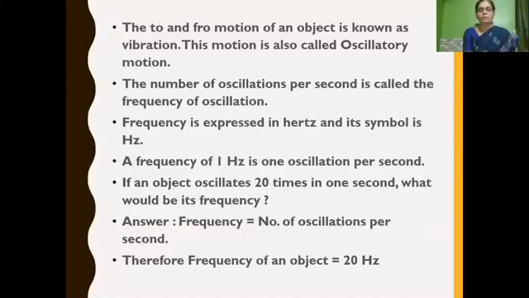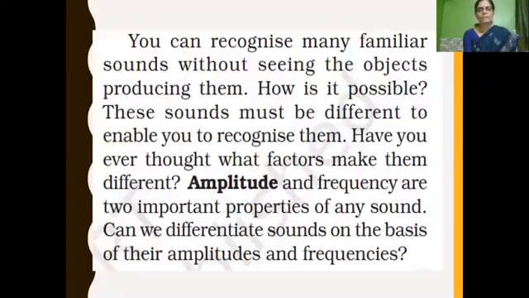Got it? And now the next question is, see, if an object oscillates 20 times in 1 second, what would be its frequency? So in 1 second there are 20 oscillations. What is frequency? Frequency is nothing but the number of oscillations per second. Here per second means 1 second. In 1 second there are 20 oscillations. So what is its frequency? It is nothing but 20 hertz.